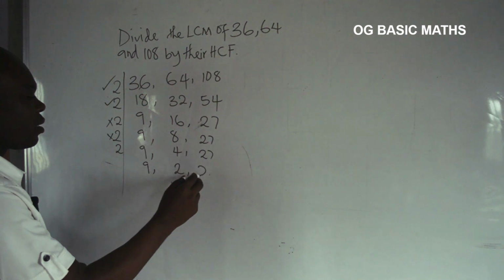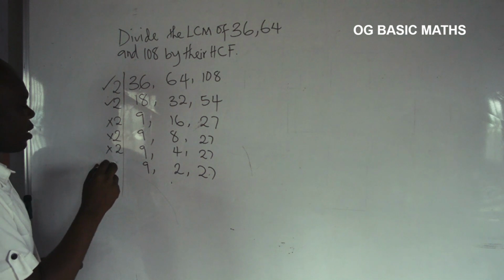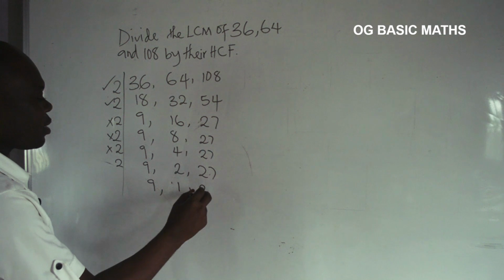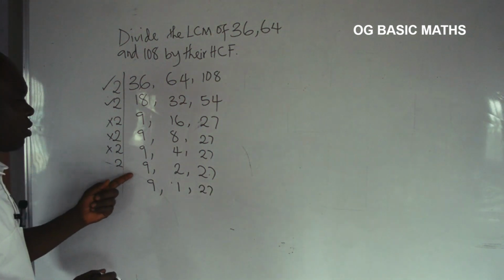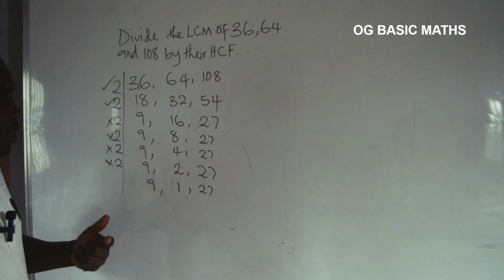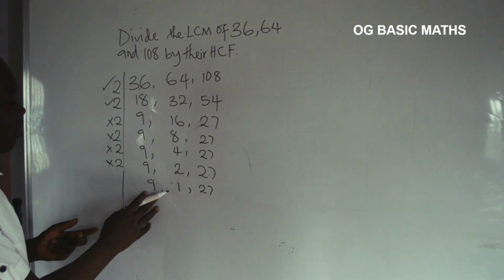All right. We use 2 again. It was unable to divide all three. We use 2 again. We have 9. We have 1. Then we have 27. It was able to divide at least one of them. It is not the HCF, but rather the LCM. So 2 cannot divide any more because these are all odd numbers.